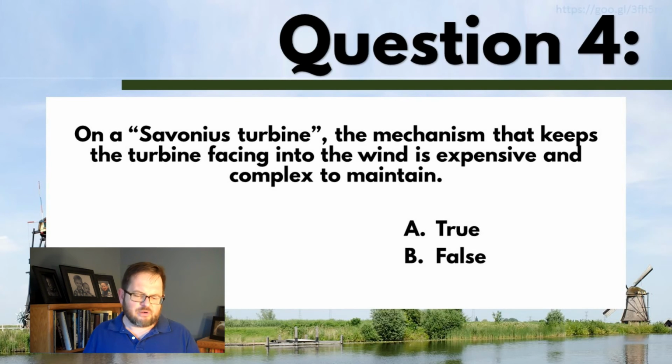Alright, now before we move on to the third part of our lecture here, let's answer a couple quick questions. Question 4. On a Savonius turbine, the mechanism that keeps the turbine facing into the wind is expensive and complex to maintain. Is that true or false? Okay, so we're talking about a Savonius turbine. How does it stay facing into the wind? Is that a complicated or an easy problem? Alright, make a choice from those two options and get a little feedback before we move on to question 4.